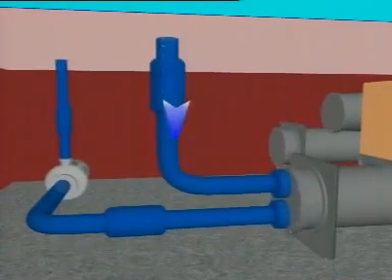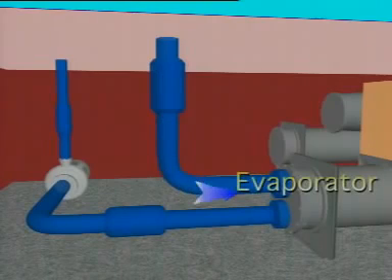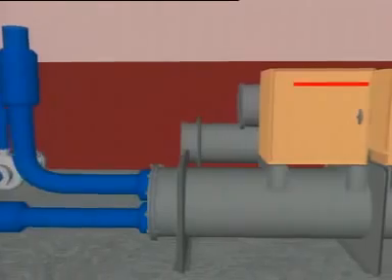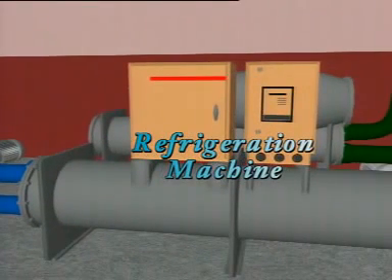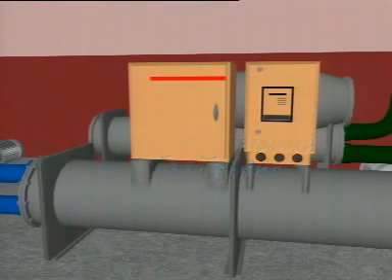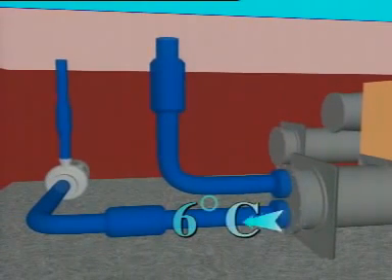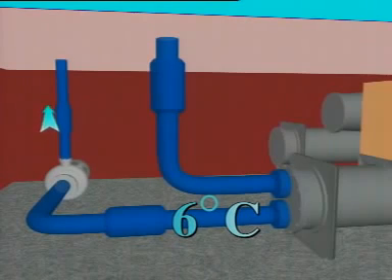At the chiller, the chilled water enters into the evaporator section. After transferring heat to the refrigerant in the refrigeration circuit, it leaves at around 6 degrees Celsius and flows to the cooling coils of the system, and the cycle repeats.